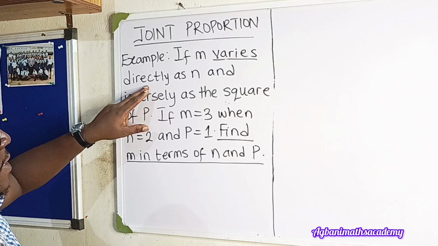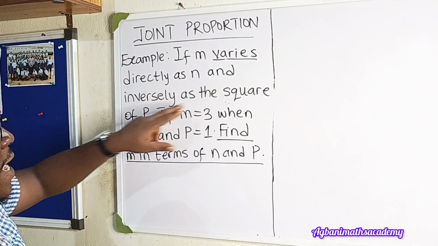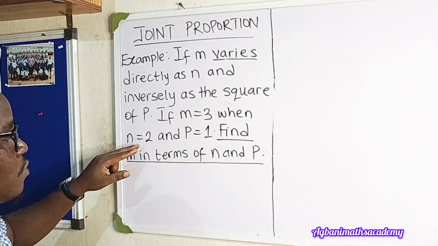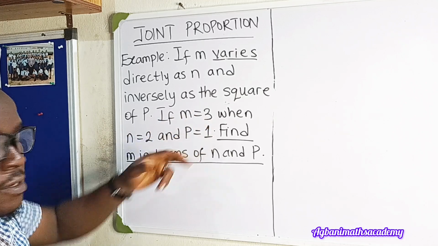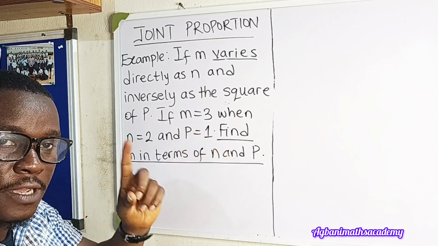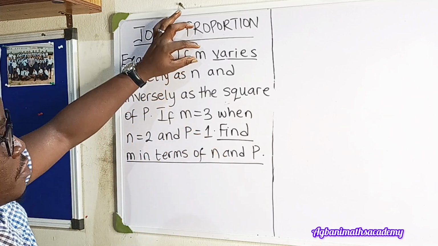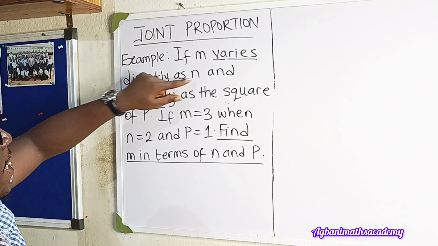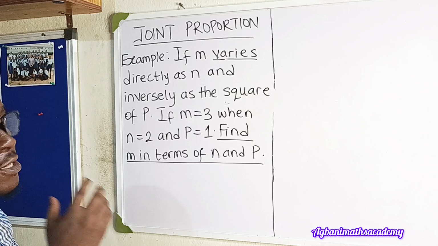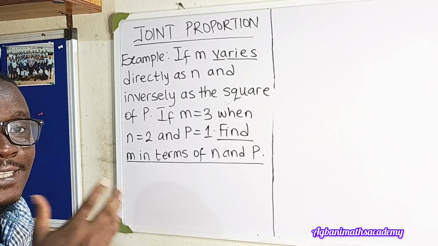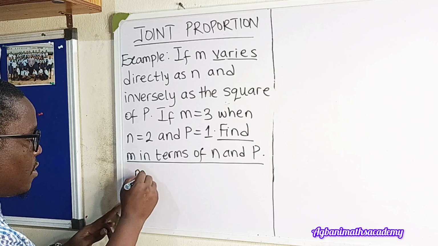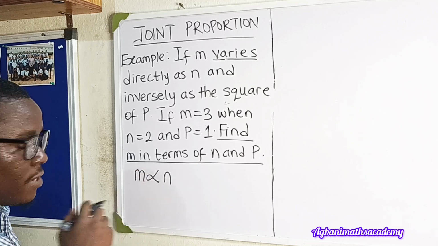If M varies directly as N and inversely as the square of P, and M is equal to 3 when N is equal to 2 and P is equal to 1, we are told to find M in terms of N and P, okay? So now let's look at the relationship between M and N, and also the relationship between M and P. We are told that M varies directly as N. So we can say that M is directly proportional to N, okay? So M is directly proportional to N, okay?